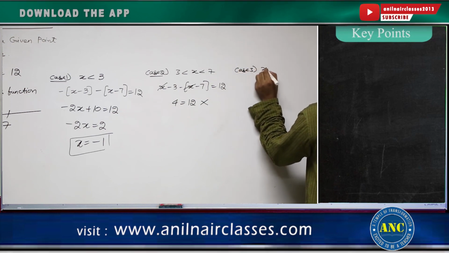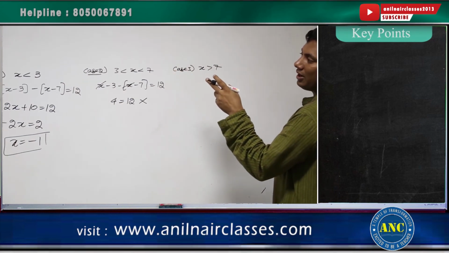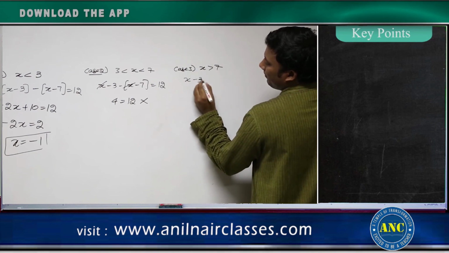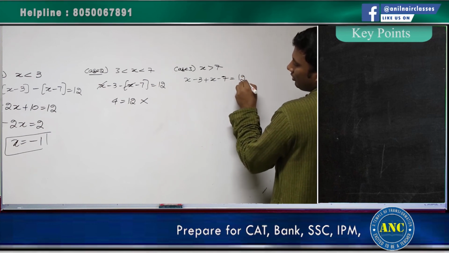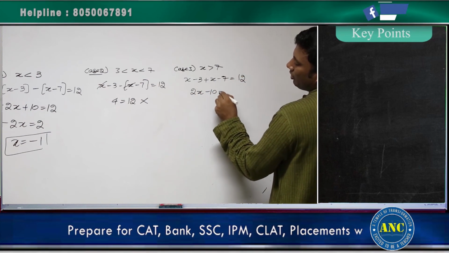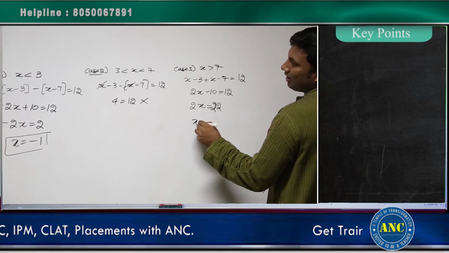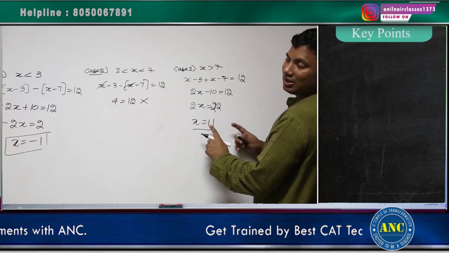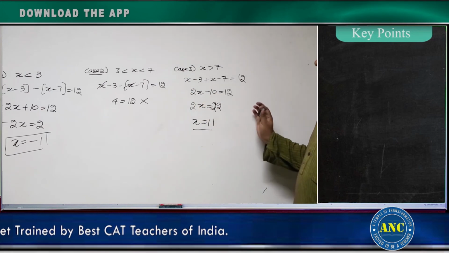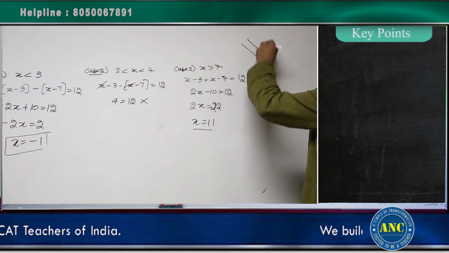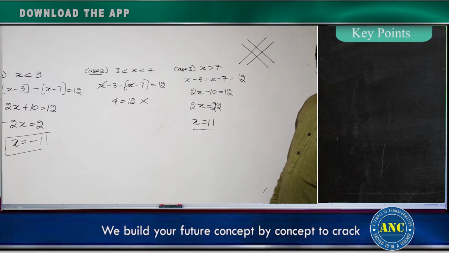Next one. Case 3: x is greater than 7. If I put x equivalent to 8, what is 8 minus 3? 5, positive. 8 minus 7, positive. (x - 3) + (x - 7) equivalent to 12. 2x minus 10 equivalent to 12. 2x equivalent to 22. x equivalent to 11. Is 11 satisfying the question? 11 minus 3 is 8, 11 minus 7 is 4. 8 plus 4 is 12, satisfying. But this method is a very cumbersome method, taking all the cases. First take down this case one, then we will use some other method.